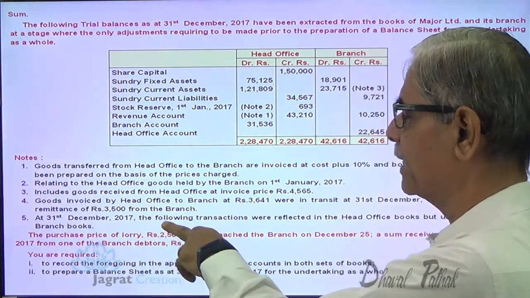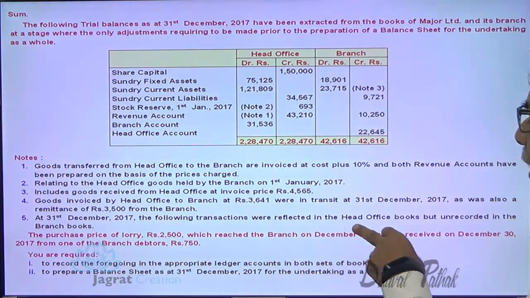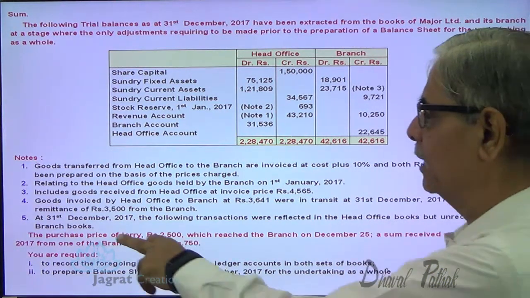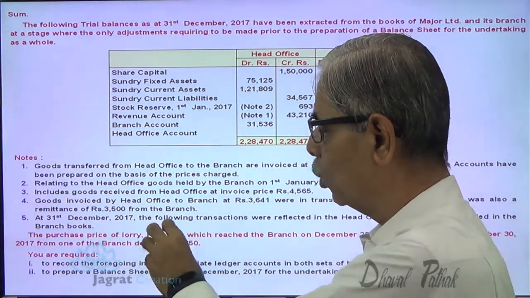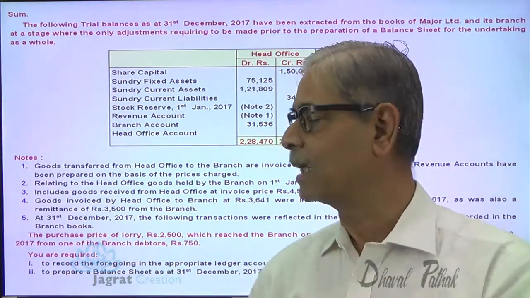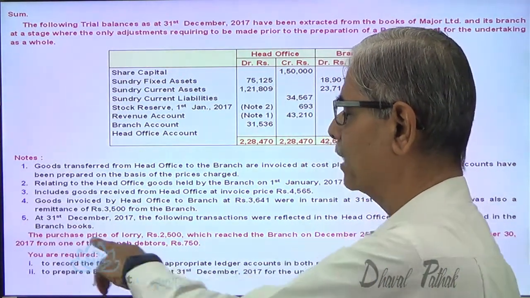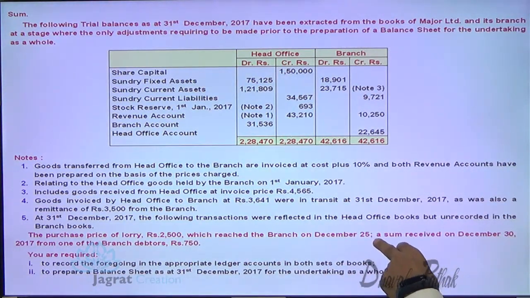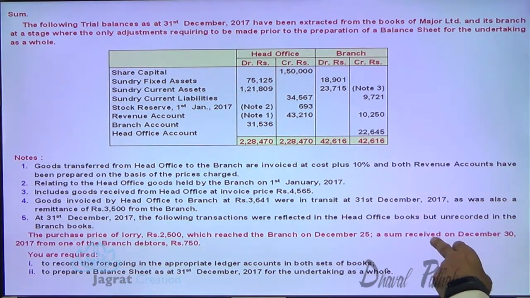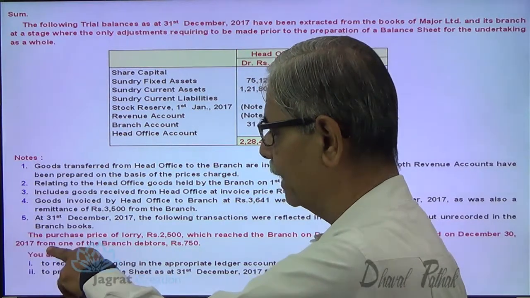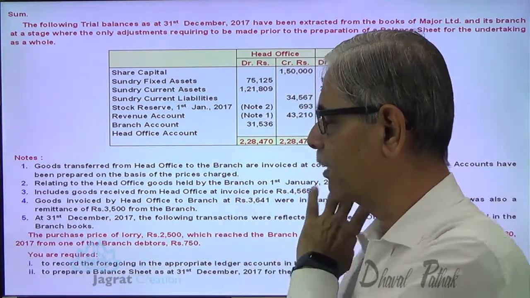On 31st of December 2017, the following transactions were reflected in the head office books but unrecorded in the branch books. So this is an omission: transactions omitted in the books of the branch. Which two transactions are omitted? Purchase price of lorry 2,500, which reaches the branch on December 25th. Sum received on December 30, 2017 from one of the branch debtors, 750.